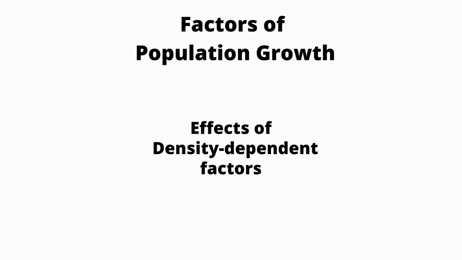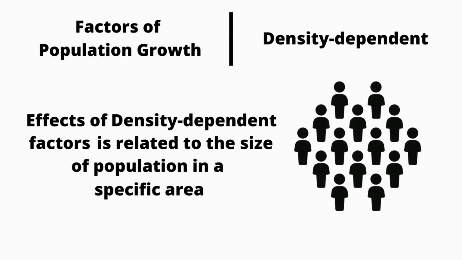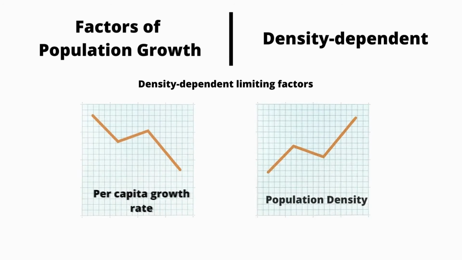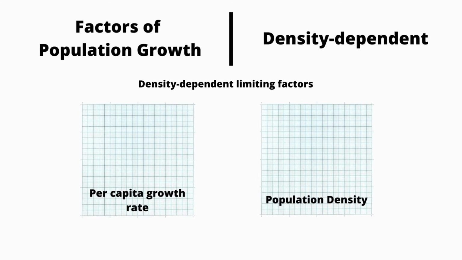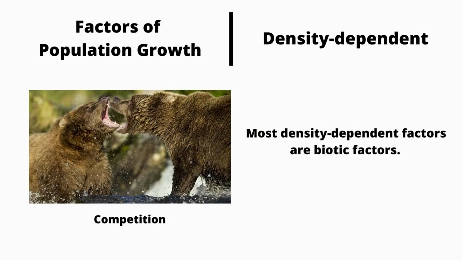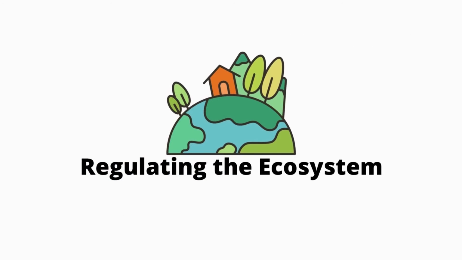The effect of density-dependent factors is related to the size of a population in a specific area. Typically, density-dependent limiting factors decrease the per capita growth rate as the population density increases. An example of this is competition for limited food among members of the population. Most density-dependent factors are biotic factors, which indicates that an increase in population means decrease in the growth rate of an individual.